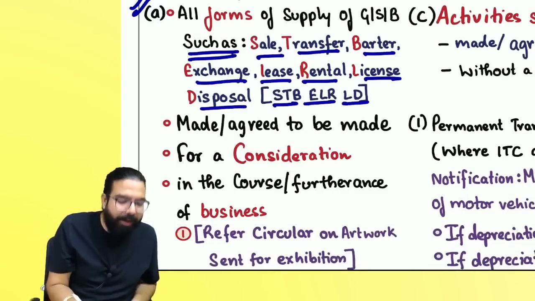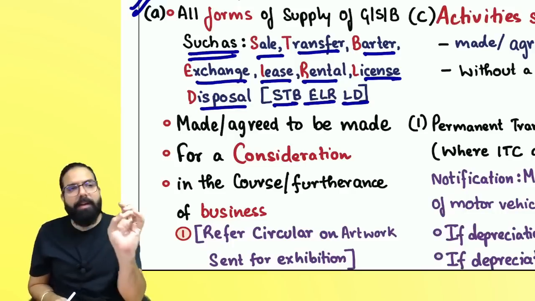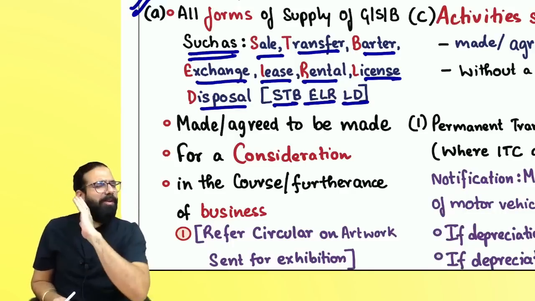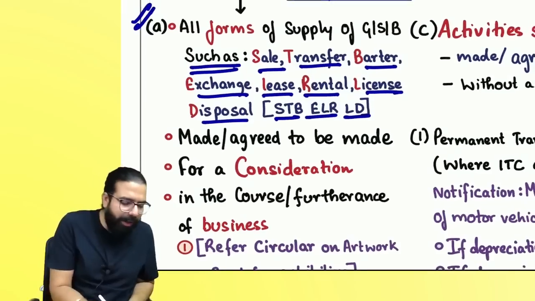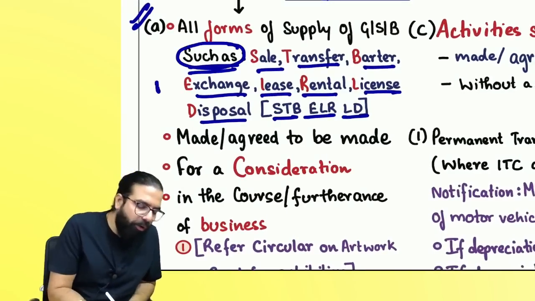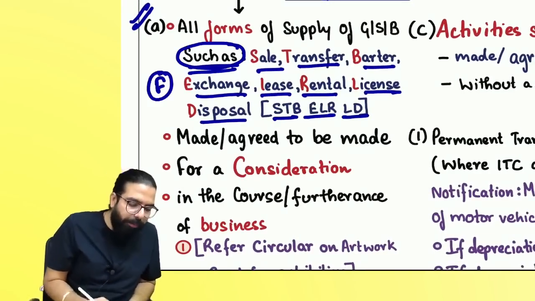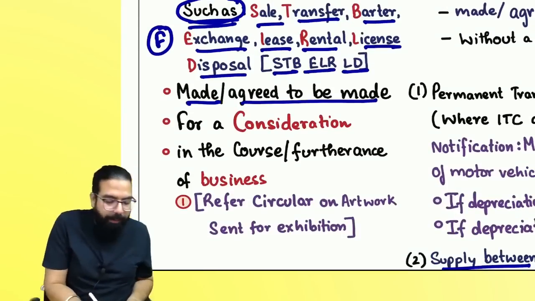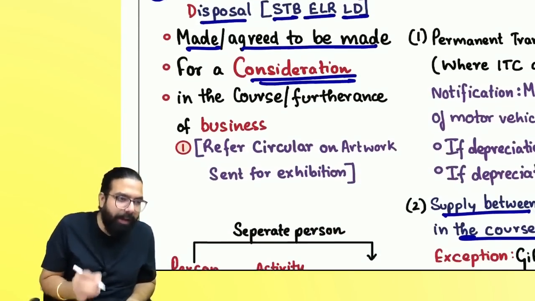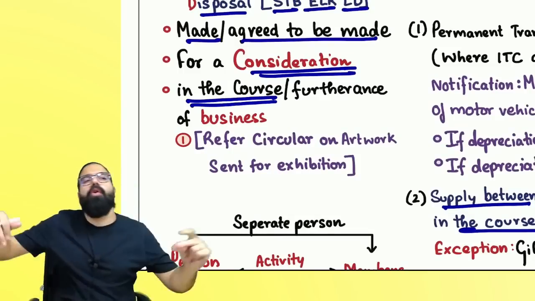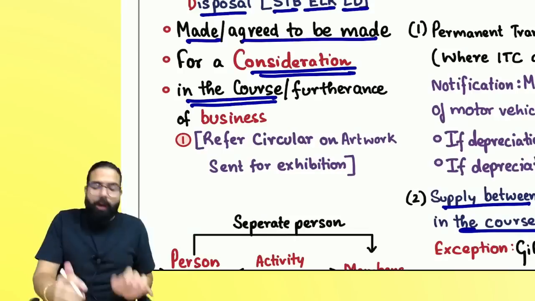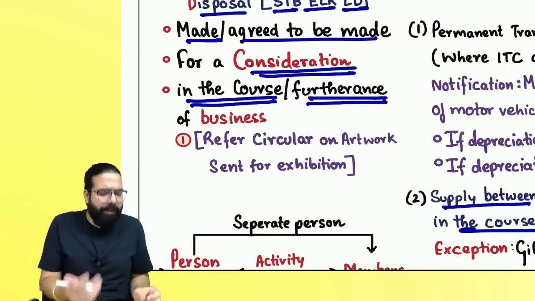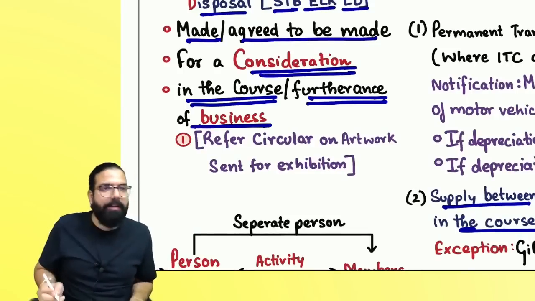Sale, transfer, barter, exchange, lease, rental, license, or disposal. Whatever other name you give it, it should be a form of supply, made or agreed to be made for a consideration. Remember one thing: it should be for a consideration, and it has to be in the course or furtherance of my business. Furtherance means expansion, promotion, etc. of my business. Can I go ahead, everyone?